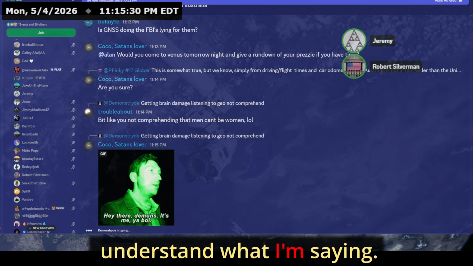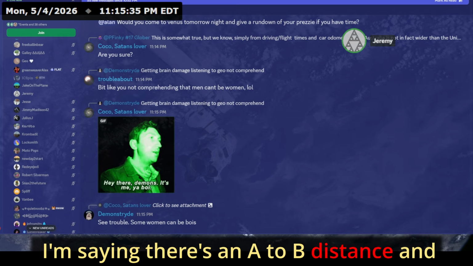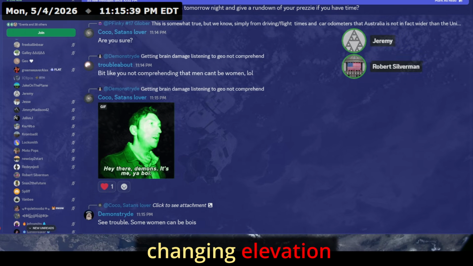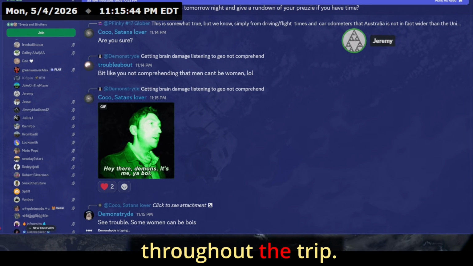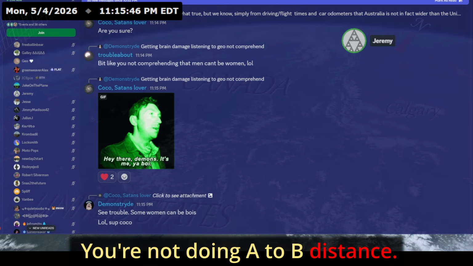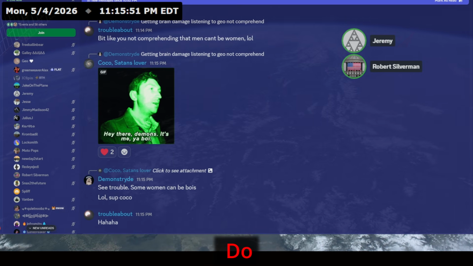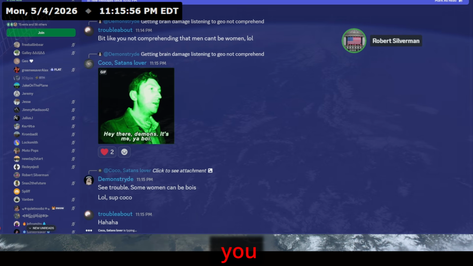Maybe you don't understand what I'm saying. It's okay. I'm saying there's an A to B distance, and then there's the distance you travel, which is not the same because you're changing elevation throughout the course of the trip. You're also turning left or right throughout the trip. You're not doing the A to B distance. Do you understand that or no? I do understand, but what you're saying is a completely different thing than what I'm saying.